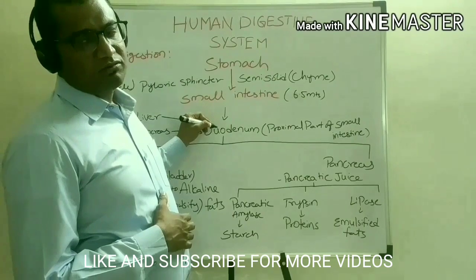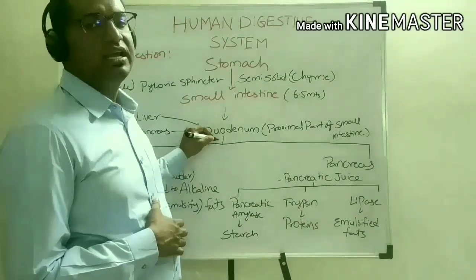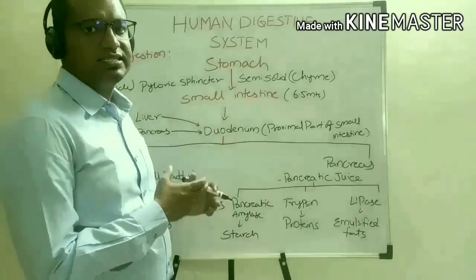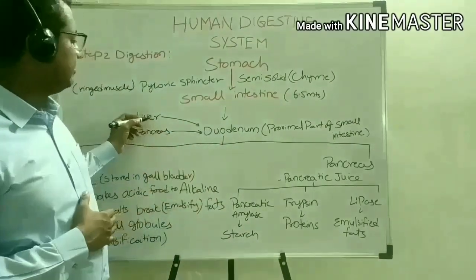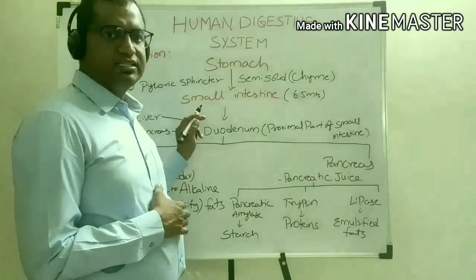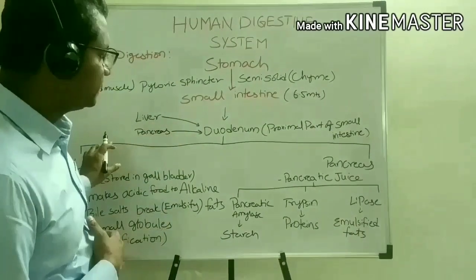The proximal part of the small intestine is known as duodenum. Into duodenum, 2 glands open their secretions. They are liver and pancreas. Let us see what is the function of the juices of liver and pancreas here.